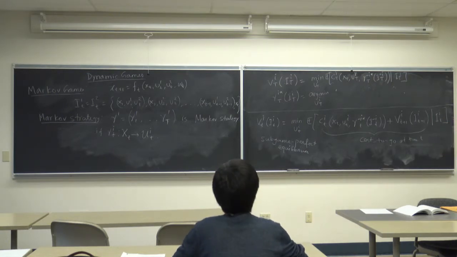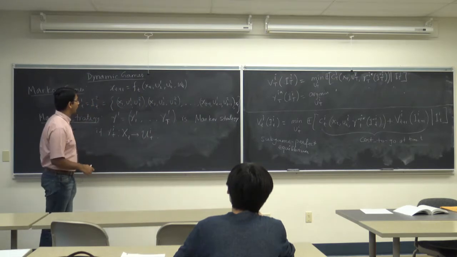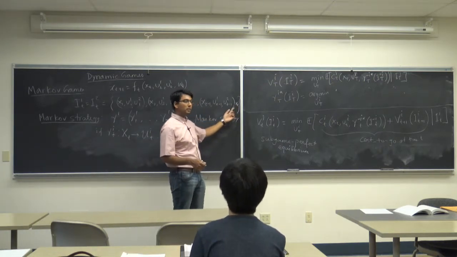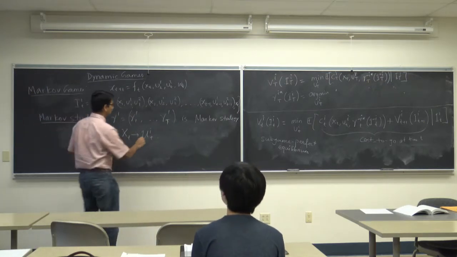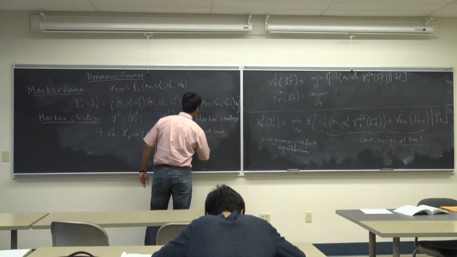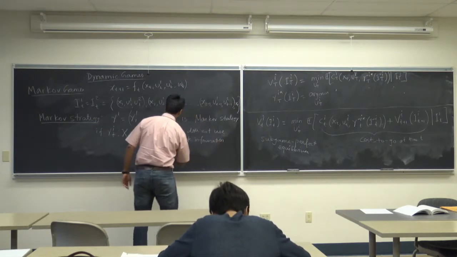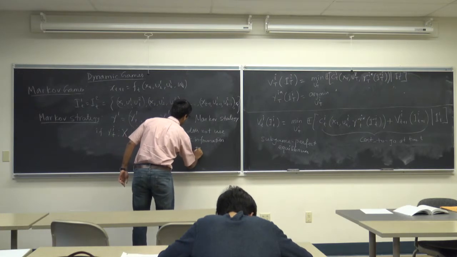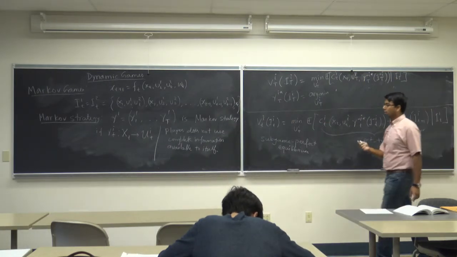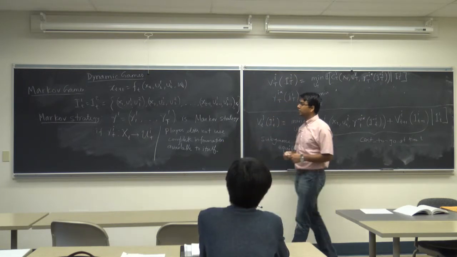So what did I do here? Suppose a player is acting according to a Markov strategy. What is that player trying to do? The player is ignoring all this information, and only keeping track of this information. Okay, only the current state. So the player does not use the complete information available to itself. Okay, it's not the same as forgetting that information. All this player is doing is not using all the information to come up with an action.